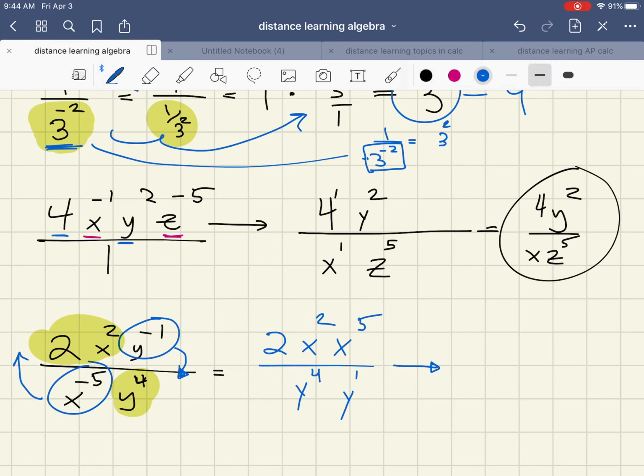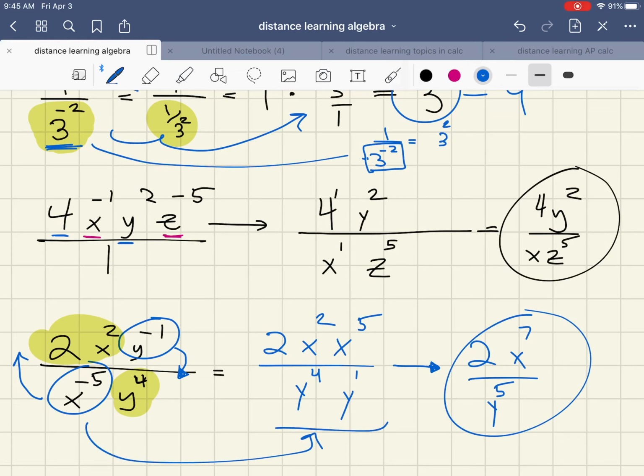This now allows me to use other rules. Now, if you know those rules, great. If not, don't worry about it. If you understand what I've done, then you're ready to kind of move on. If you know those rules, you know that this will be your final answer there. So this is just getting us ready for some other rules. So if you're good with this first step, then you understand negative exponents.